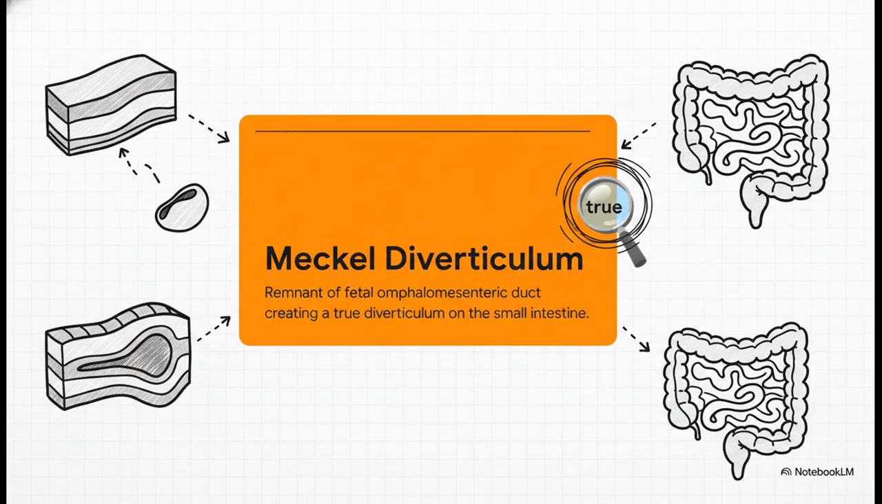When that obliteration fails, it leaves behind a remnant. And that is exactly what Meckel's diverticulum is. It pops up on the anti-mesenteric border of the small intestine. And pay close attention to the word true here. It's considered a true diverticulum because the outpouching actually involves all the layers of the intestinal wall, not just some weak spot in the inner lining pushing through.